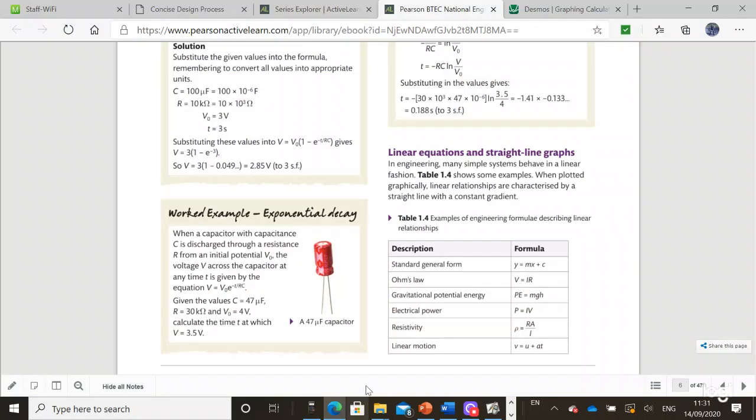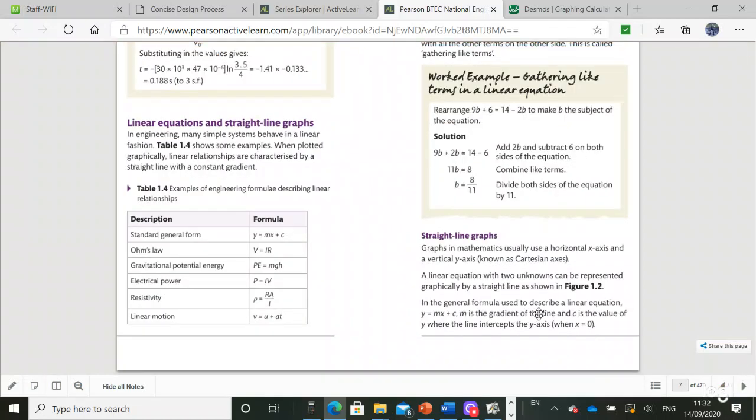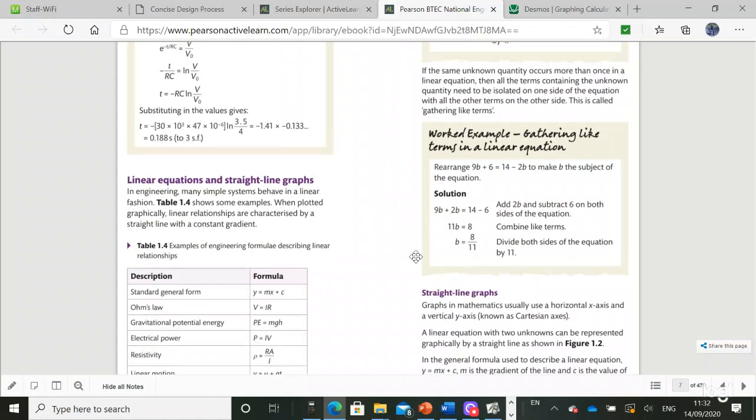What I would like you to do is write a new title. Your new title is linear equations, bracket, straight line graphs. Okay, linear equations, bracket, straight line graphs. So I'll do that now.